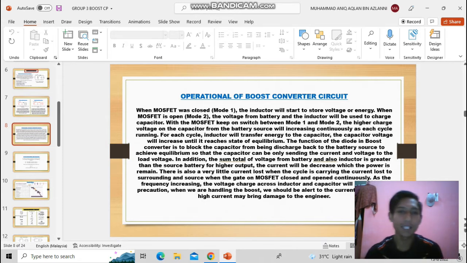As the frequency increases, the voltage charge across the inductor and capacitor will increase too. As a precaution, when we are handling the boost, we should be alert to the current, because the high current may bring damage to the engineer.